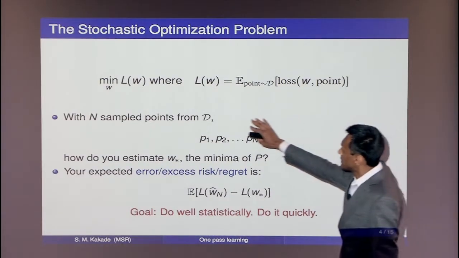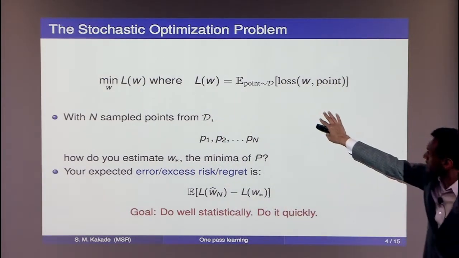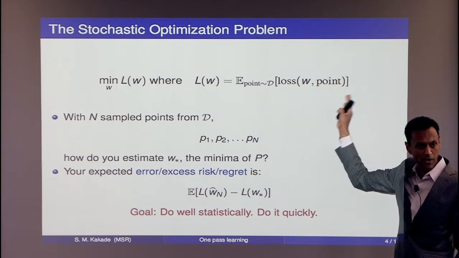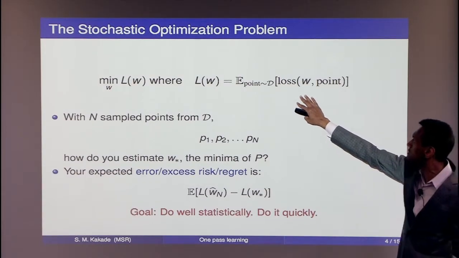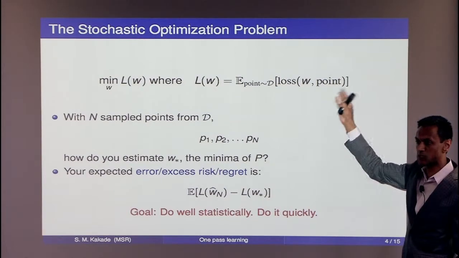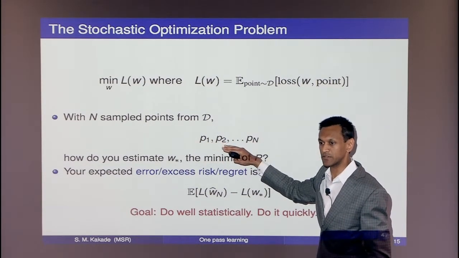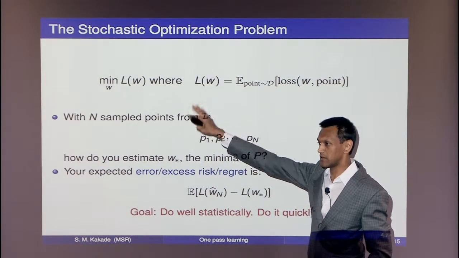So again, the problem is we have some optimization problem L of W. We think of L of W as some expected loss with respect to some underlying distribution. Think of something like linear regression. So the loss is the square loss, W is a line, and a point is just some XY pair. And we only have access to this function through n samples. But we want to do well against L of W.